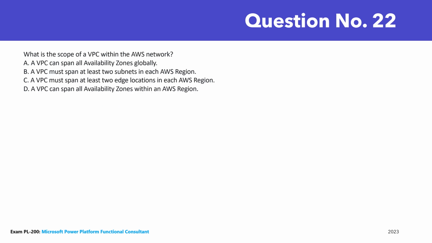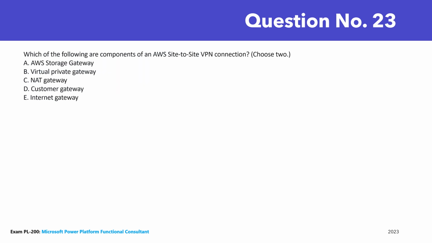What is the scope of a VPC within the AWS network? A. A VPC can span all availability zones globally. B. A VPC must span at least 2 subnets in each AWS Region. C. A VPC must span at least 2 edge locations in each AWS Region. D. A VPC can span all availability zones within an AWS Region. Correct answer, D.